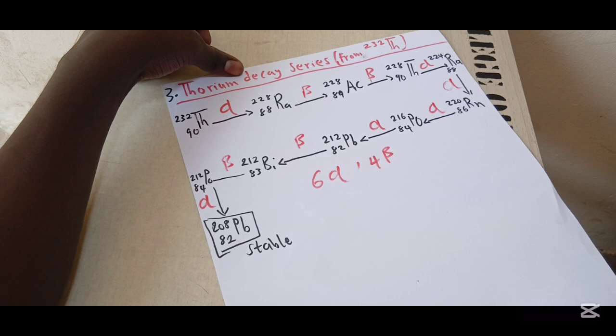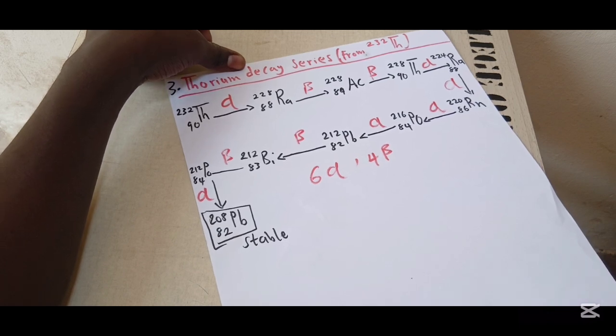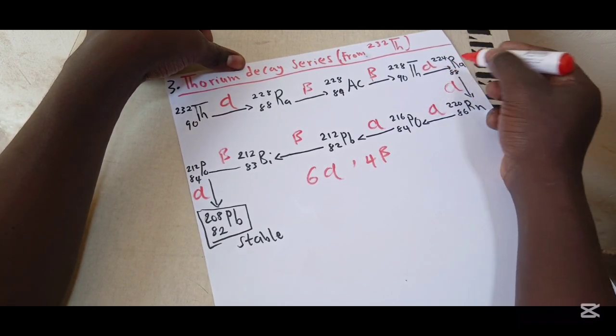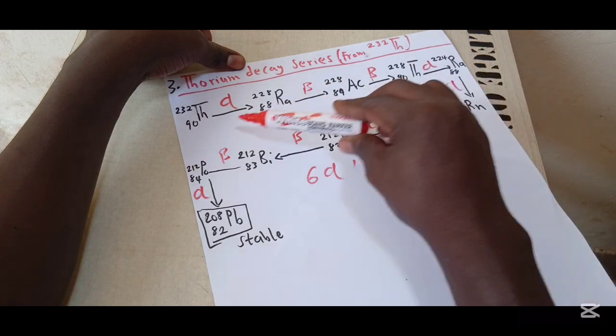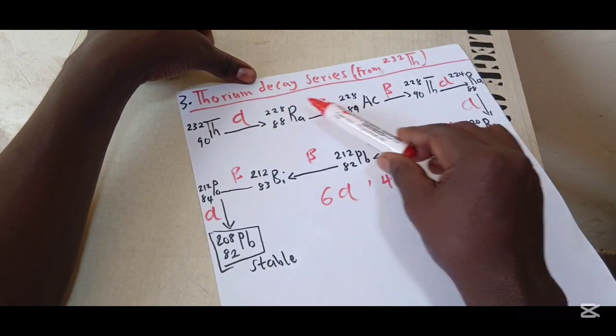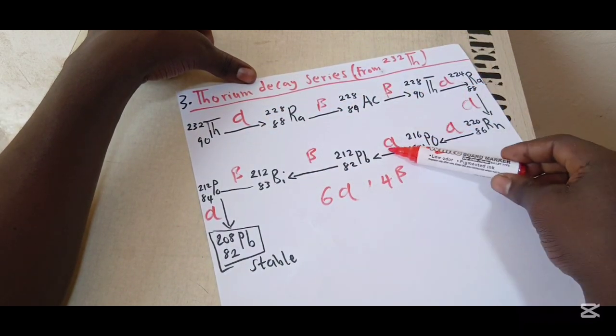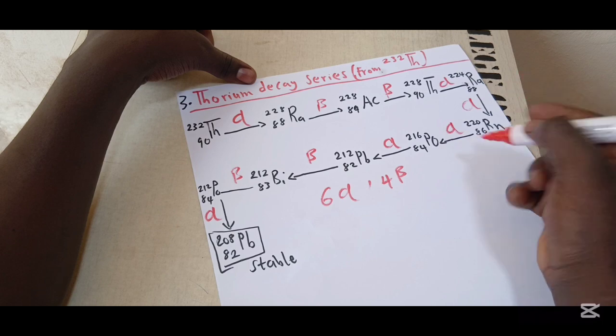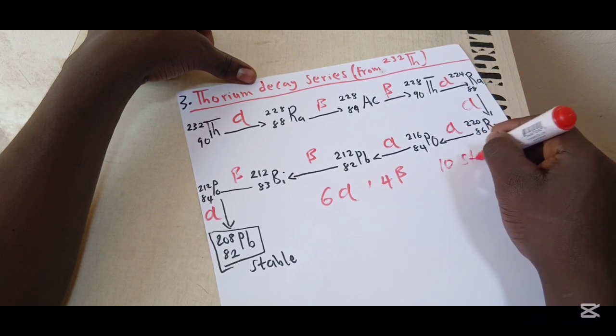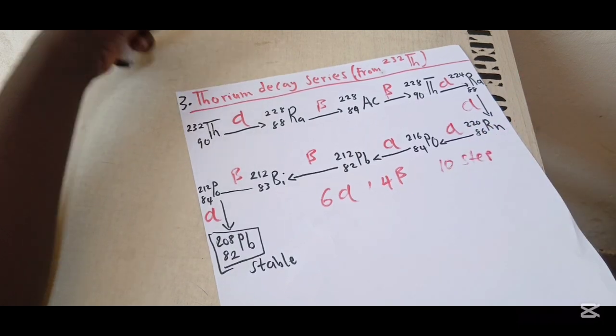This will tell us, and how many steps do we have here? To know the total number of steps, we just count the total number of arrows involved in the process. So 1, 2, 3, 4, 5, 6, 7, 8, 9, 10. So 10 steps. So 10 steps for the thorium decay series.